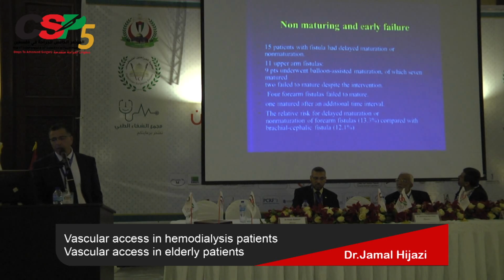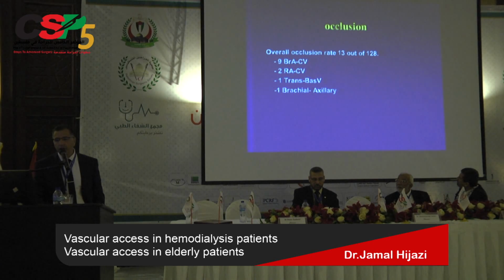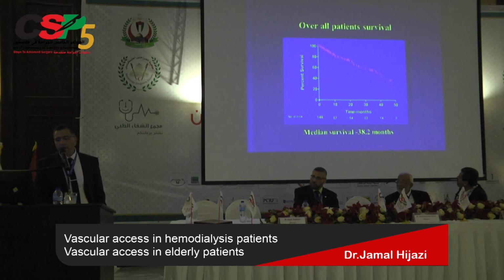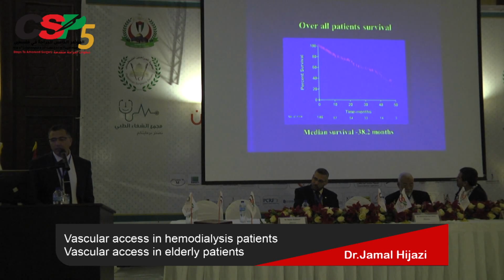The relative risk of delayed maturation or non-maturation for forearm fistula was 13%, compared to the brachiocephalic fistula at 12%. Overall, the occlusion rate was 13 out of 128, and out of 146 patients, 76 underwent 198 angioplasties, an average of 2 angioplasties per patient. We can see that the median survival for this age group was 38.2 months.